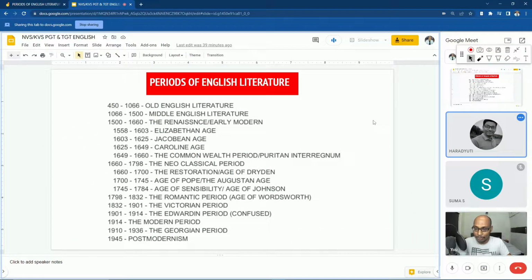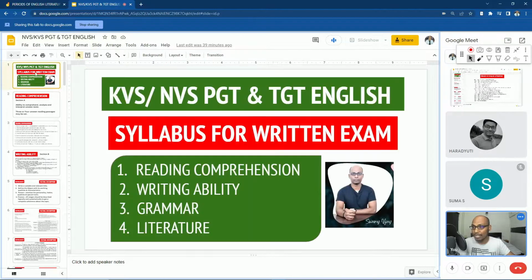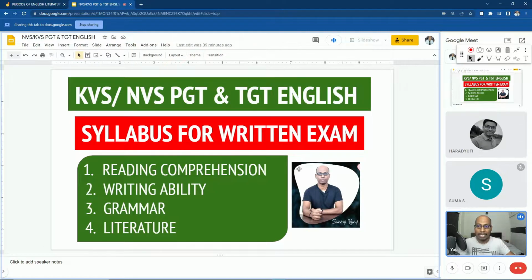Right. So let us just revise what we learnt in the previous class, then we'll start the periods of English literature. Now in the previous classes, we discussed English literature starting here. In KVS or NVS, PGT and TGT English, the syllabus for the written examination covers reading comprehension, writing ability, grammar and literature. So all these four are part of your English subject.